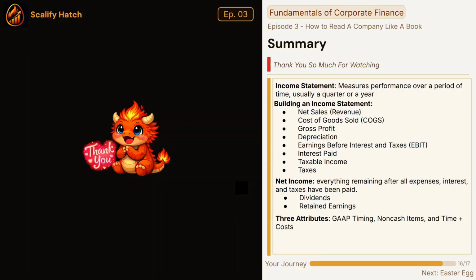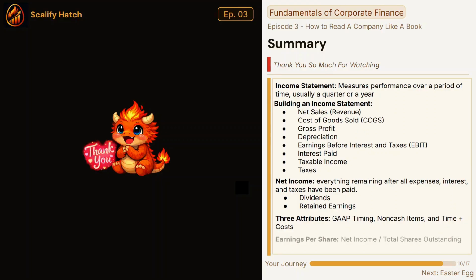We also closed out on three things to watch out for on an income statement. GAAP timing, which means revenue shows up before the cash actually does. Non-cash items like depreciation, which is the whole reason net income isn't the same thing as cash flow. And the fact that fixed and variable costs get buried inside cost of goods sold, and selling, general, and administrative expenses without ever being labeled.